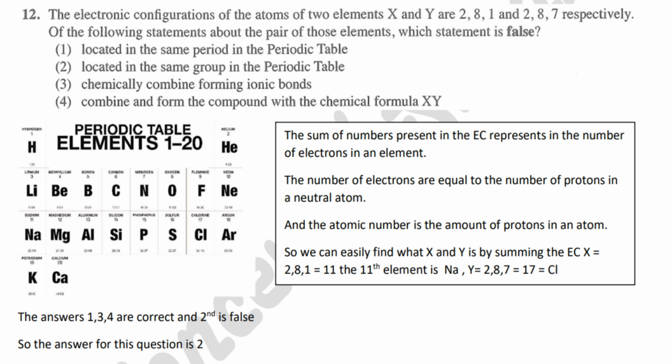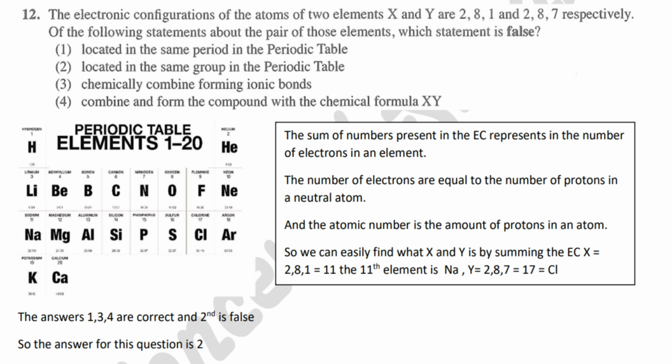Then we have chemically combined forming ionic bonds. When it comes to sodium and chlorine, if you remember, sodium and chlorine makes sodium chloride, which is salt, which is an ionic bond. I'll tell you a little further fact. This is not in your syllabus, you don't have to remember this. When the difference of the electronegativity in two elements is more than 3.7, those two elements form ionic bonds. So sodium and chlorine make ionic bonds.